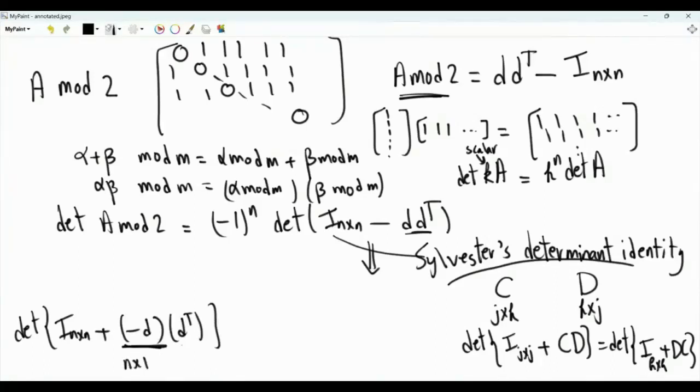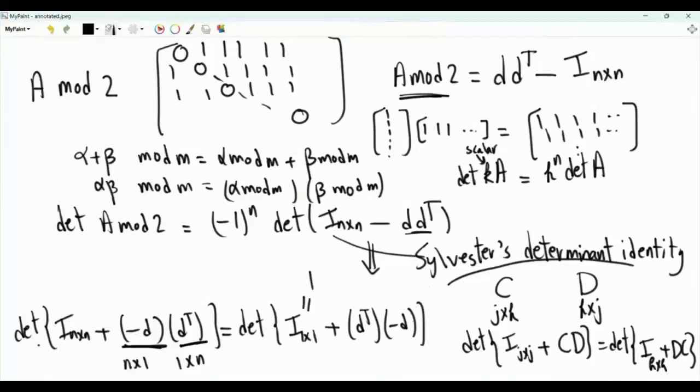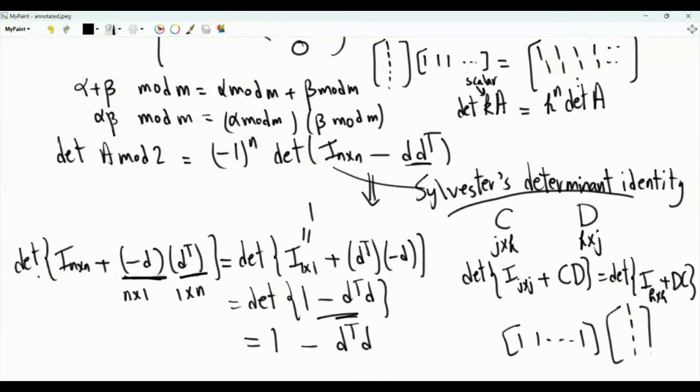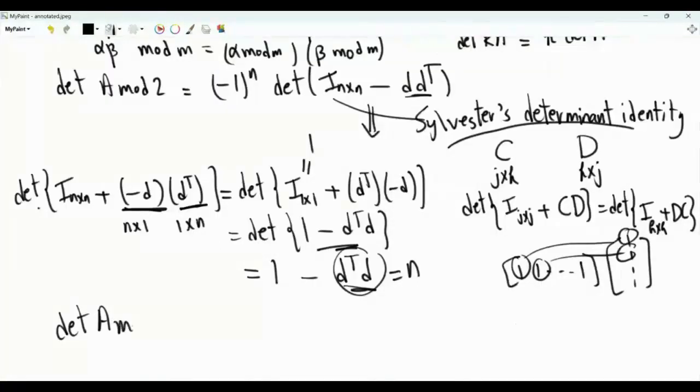This is of size n by 1, this is of size 1 by n. This determinant is equal to the determinant of identity of size 1 by 1, which is just 1, plus d transpose minus d. This is the determinant of 1 minus d transpose d. This is a matrix of size 1 by 1. It's just a scalar. This determinant is equal to 1 minus d transpose d. If we have a row vector of 1s times a column vector of 1s, this inner product is 1 times 1 plus 1 times 1, and so on. This inner product is equal to n. The determinant of A mod 2 is equal to minus 1 to the power n times 1 minus n.